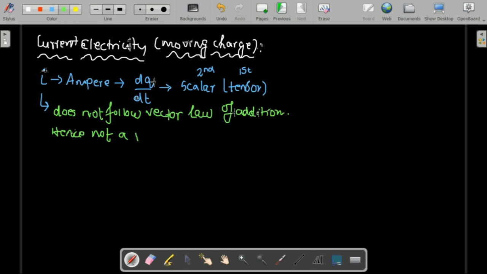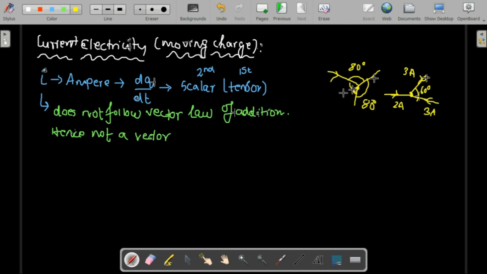What do I mean by this? Simple. There is a law for this also. If you want to measure the current at this particular junction, let's say this angle is 60 degrees, and we have three currents coming in. This is 2 ampere, this is 3 ampere, and this is 4 ampere. What is the current at this junction? In fact, this is Kirchhoff's law. Now here, let's say this angle is a bit larger, maybe 80 degrees more. Although the diagram is not correct, but let's say. Here also it is 3 ampere, 2 ampere and 2 ampere.